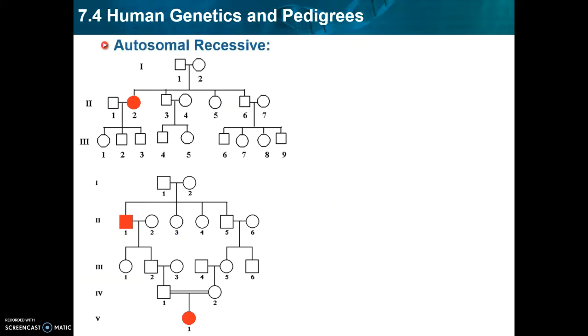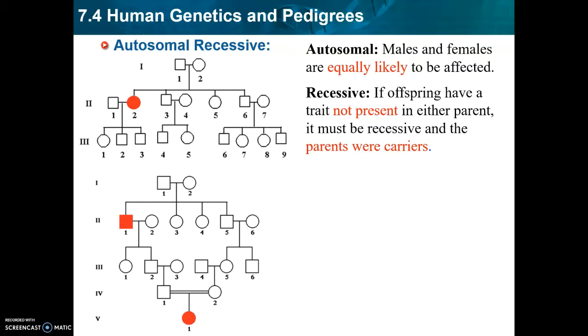Our next example would be autosomal recessive. At first glance, you can already see how these pedigrees look different. Again, if it's autosomal, we have equal likelihood of males and females being affected. But if it's recessive, it can absolutely skip a generation.